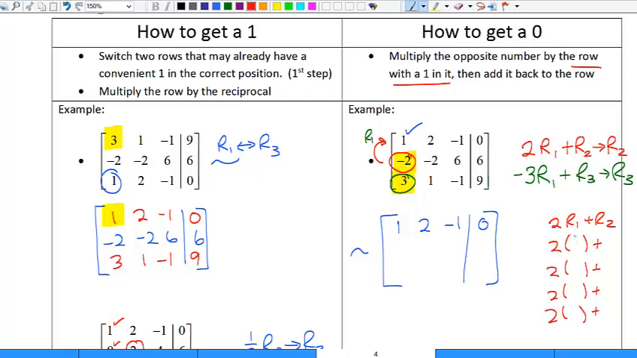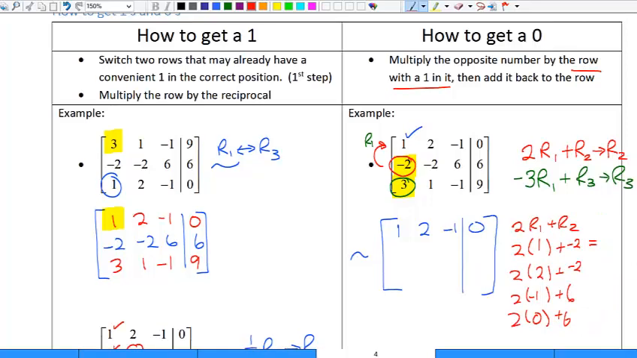I have 2 times row 1. My row 1 is 1, 2, negative 1, and 0. My row 2 is negative 2, negative 2, 6, and 6. So when I add across, I'm getting 0. 4 minus 2 is 2. Negative 2 plus 6 is 4. 0 plus 6 is 6. So when I add it, I get 0, 2, 4, and 6 for my second row.